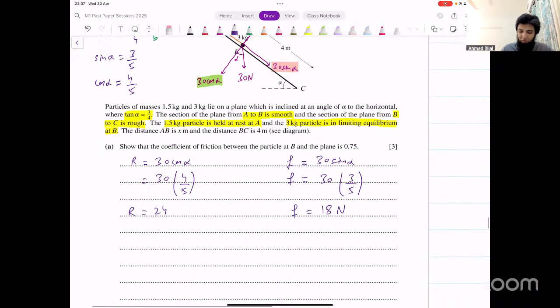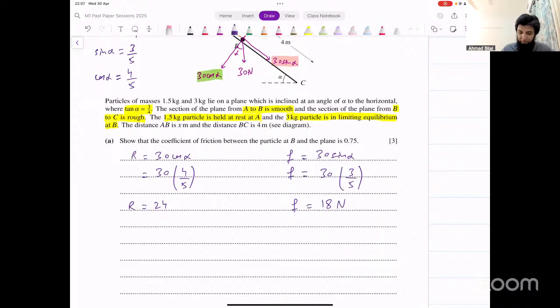F equals mu R. You can find the coefficient of friction from that. Because it's limiting equilibrium, friction is supposed to equal mu R. We get 18 equal to mu into 24. The value of mu turns out to be 0.75. And that's our final answer. Okay, that was part A.